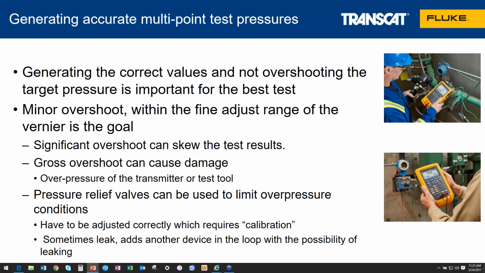Now, there are ways to mitigate that. There are a variety of pressure relief valves. I've seen some plants put on devices that they continually have issues with being overpressured or blown up for whatever reason, and they will protect them with a relief valve. But on the downside, the pressure with which they protect the device needs to be adjusted correctly, and further, when relief valves are misadjusted, they can leak. It just adds another device in the loop with the possibility of leakage.